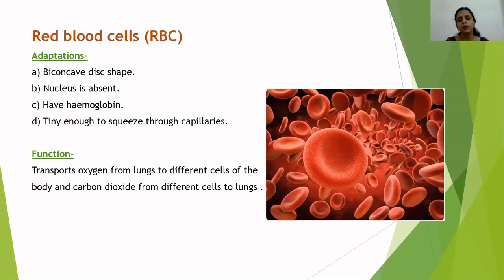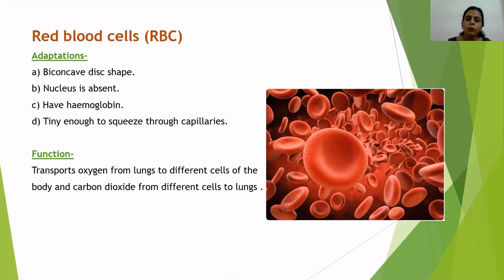So in case of red blood cells, a central depression is present on both the sides, and hence it is called biconcave disc shape. Now the purpose of this biconcave disc shape is that it increases surface area for transport of oxygen and carbon dioxide by red blood cells. More oxygen or carbon dioxide can be carried by a biconcave disc shaped RBC at one particular time.